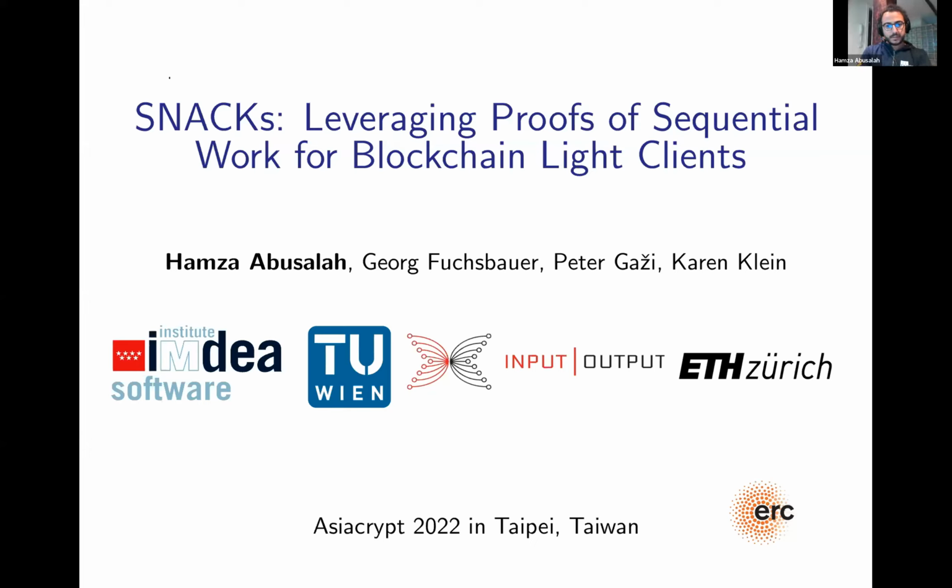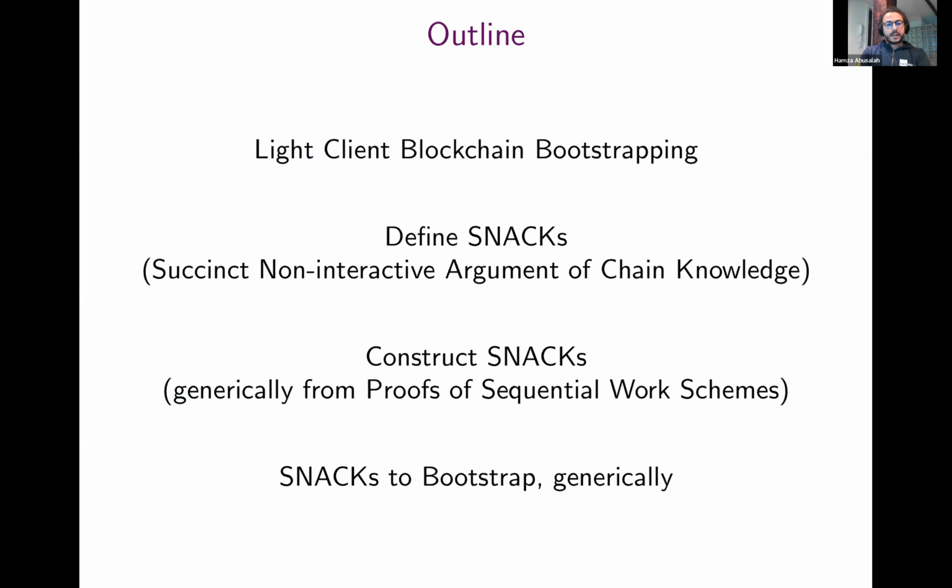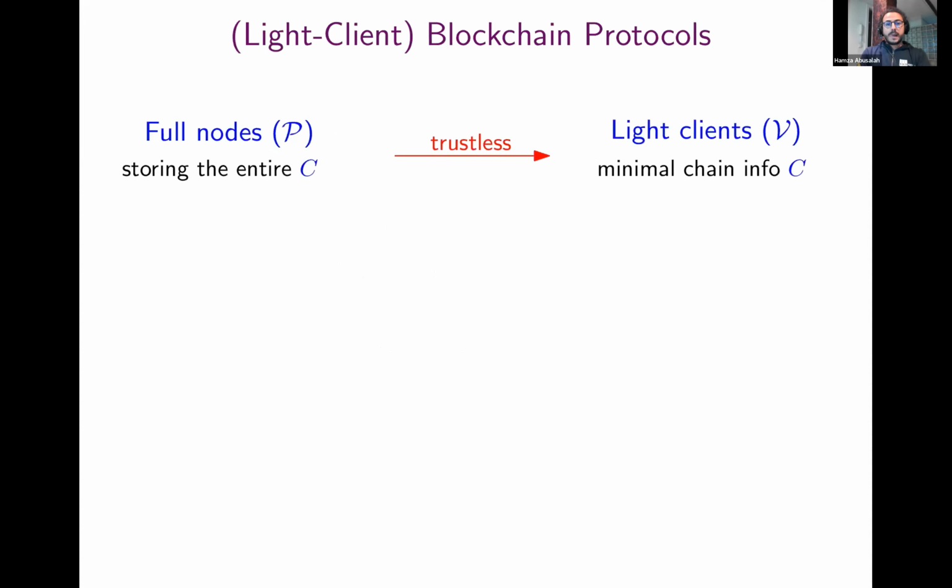Okay, so welcome everybody to my talk about SNACKS. This work is jointly done with Georg Fuchsbauer, Peter Gaži, and Karen Klein. I'll start off by talking about light client blockchain bootstrapping as a problem, and then define SNACKS, succinct and interactive arguments of chain knowledge, construct SNACKS generically from proofs of sequential work schemes, and then get back to bootstrapping and show you how to realize it generically from SNACKS.